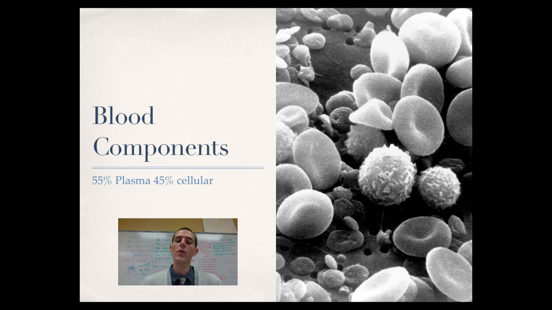45% cellular. Most of the nutrients that are carried in the blood dissolve into the plasma. Obviously, we know oxygen is carried by red blood cells, but beyond that, most things are just dissolved in the plasma, and then they diffuse into whatever cell needs them as the plasma flows towards that part of the body.